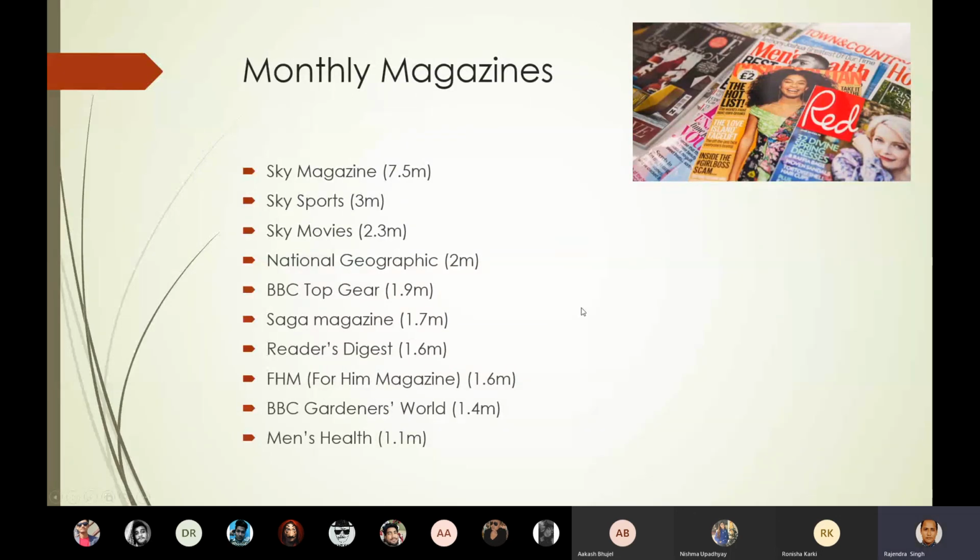Here is a list of the 10 highest read monthly magazines. Whenever you see Sky there, it is published by the Sky company, which also has TV channels like Sky Sports and Sky News, and could have radio stations as well. These are published by that company, Sky Magazine, a monthly magazine read by about 7.5 million people.